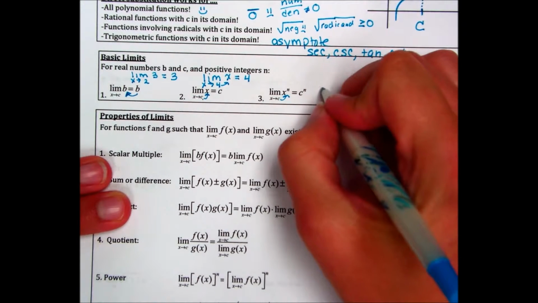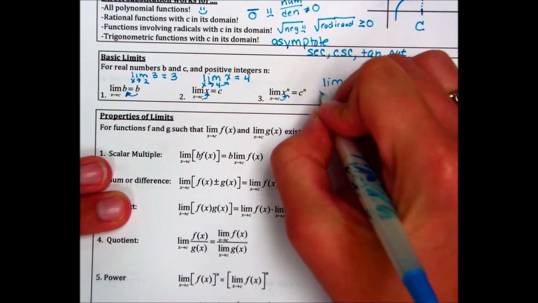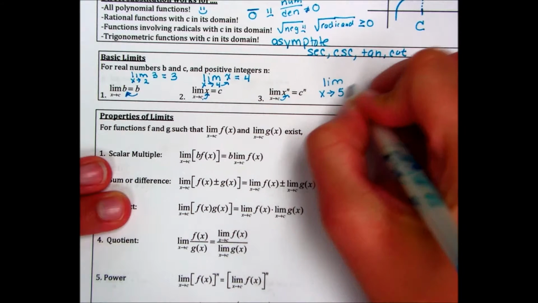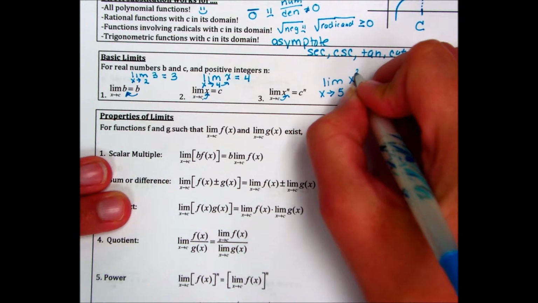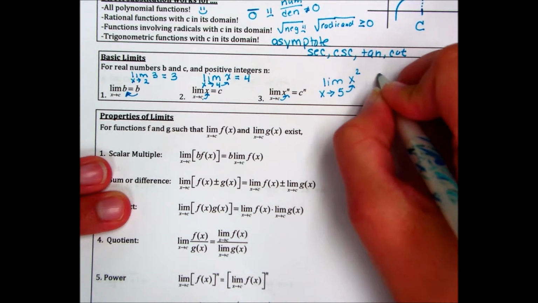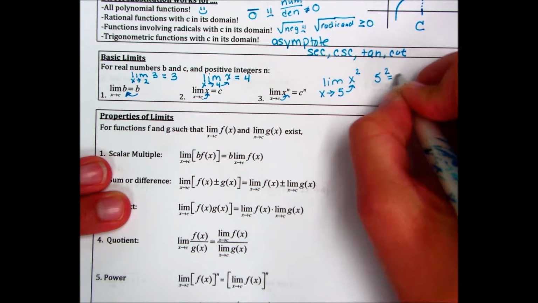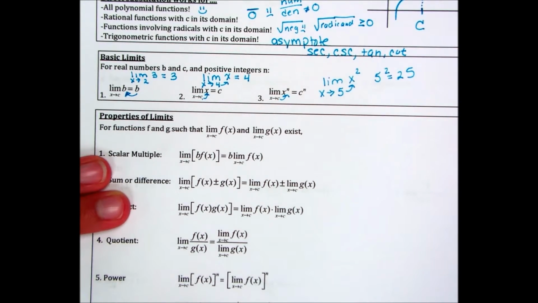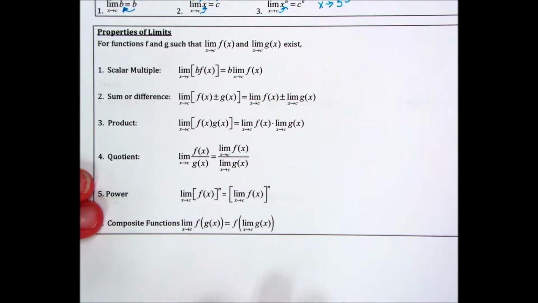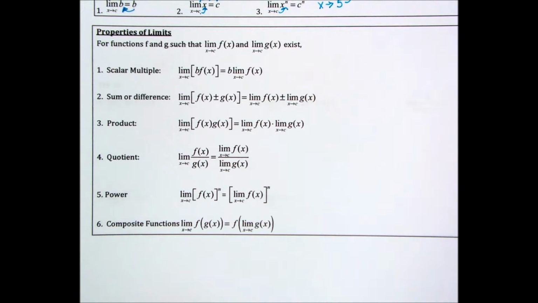So here we would have the limit as x goes to, let's say, 5, of x to the second. I would take 5 and plug it in. 5 squared is 25. Okay, let's talk about the properties of limits. For functions f and g, such that the limit as x goes to c of f of x and the limit of g of x as x goes to c exist, then all of these properties are valid.